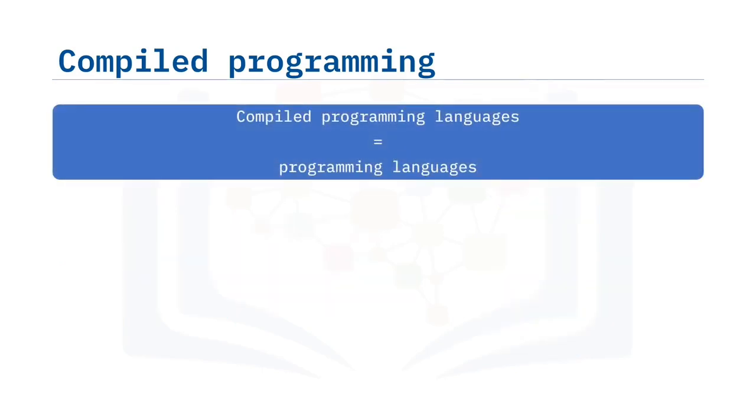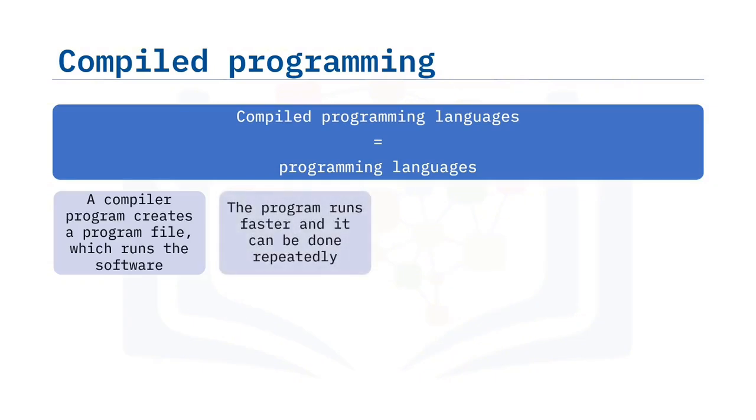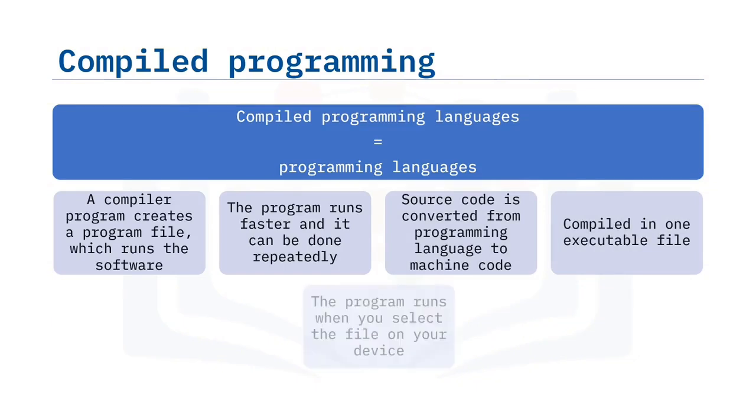Compiled programming languages are often referred to more simply as programming languages. A compiler program creates a program file, which runs the software. Simply put, it compiles the code into one file that runs when you double-click on the app on your device. The program runs faster, and it can be done repeatedly. The source code is converted from the programming language to machine code. Then it is compiled into one executable file. Finally, the program runs when you select the icon or file on your device.